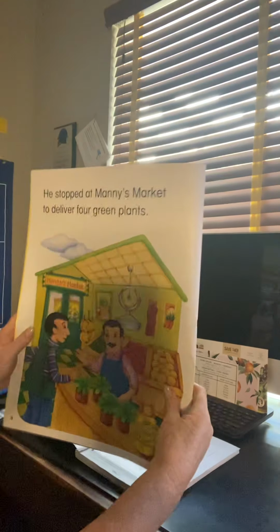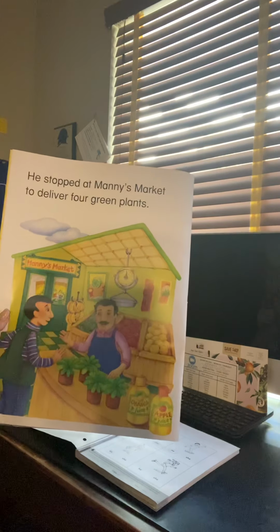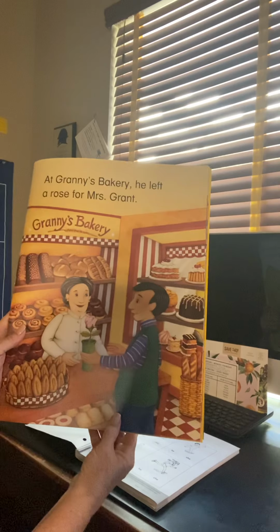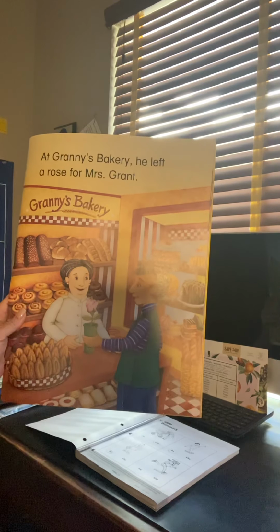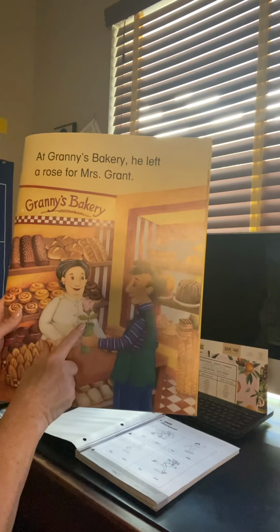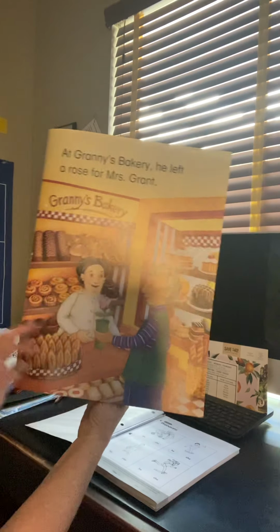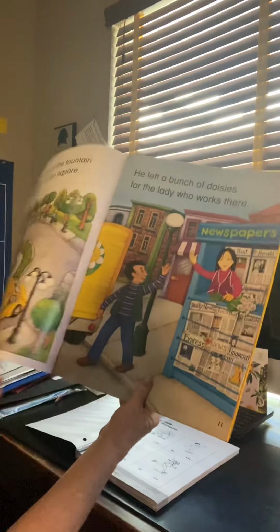Here we go. Where's he going to go next? He stopped at Manny's Market to deliver 4 green plants. At Granny's Bakery, he left a rose for Mrs. Grant. Isn't that pretty, huh? Ooh, that bakery. Look at all those yummy, yummy treats in the bakery.